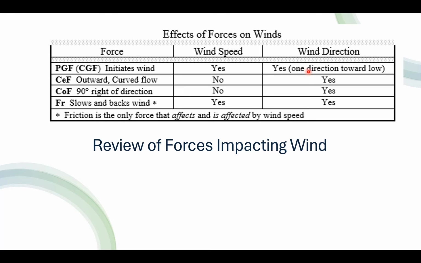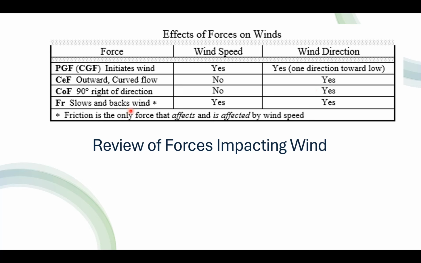So yes, basically the wind's going to work its way toward low pressure, the center of the low pressure, across the isobars. Centrifugal force acts outward in curved flow. It does not have any effect on wind speed, but it does have an effect on wind direction. Coriolis force always acts 90 degrees to the right of the direction of the wind. It does not have an effect on wind speed, but it does have an impact on the wind direction.